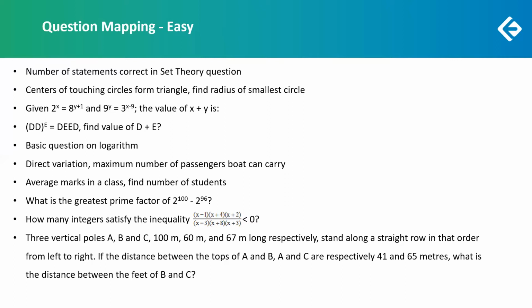Next, we had to find the greatest prime factor of 2 to the power 100 minus 2 to the power 96. We could simply take 2 to the power 96 common, and we would get 2 to the power 4 minus 1 inside the bracket. And from here, 2 to the power 4 minus 1 is 16 minus 1, that is 15. So we could easily see that the greatest prime number would be 5, because 15 is 3 into 5. So the greatest prime factor of this expression would have been 5.